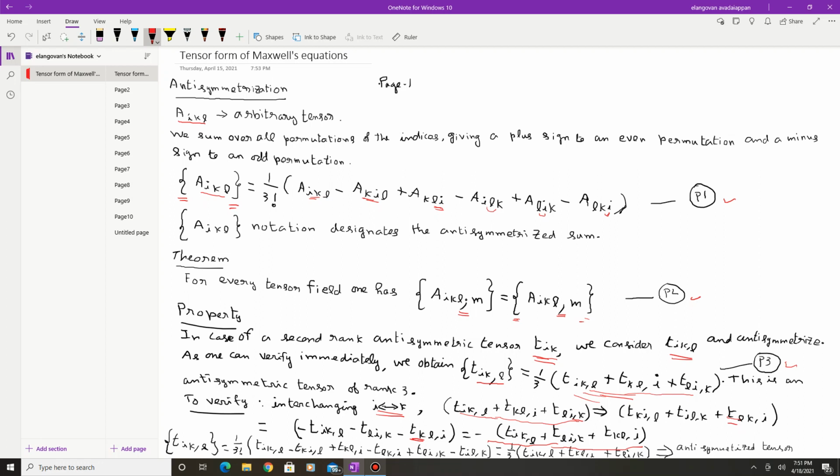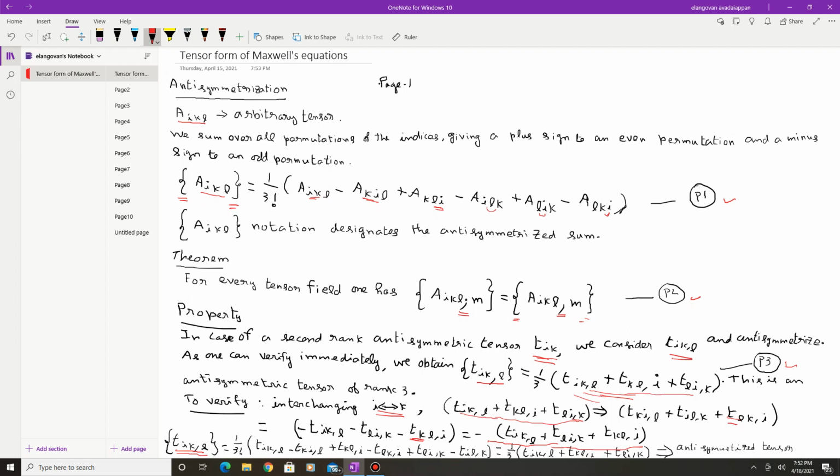Now you substitute this back to here. Suppose you consider T_ik,l; this is a tensor. You are differentiating, this is the normal derivative, and you are anti-symmetrizing by the definition using P3, P1. Using P1, you are expressing this expression as 1 by 3 factorial (T_ik,l minus T_ki,l plus T_kl,i minus T_lk,i plus T_li,k minus T_il,k).